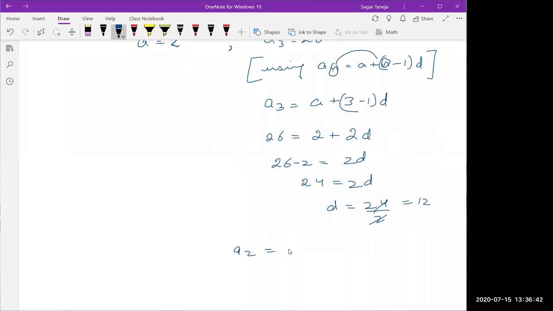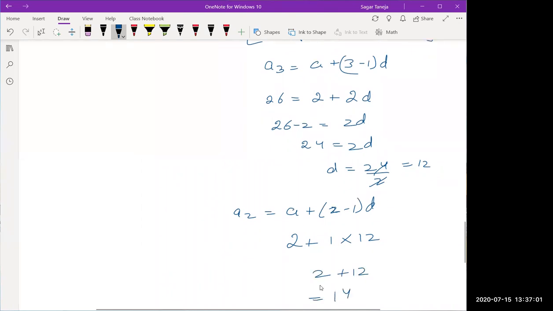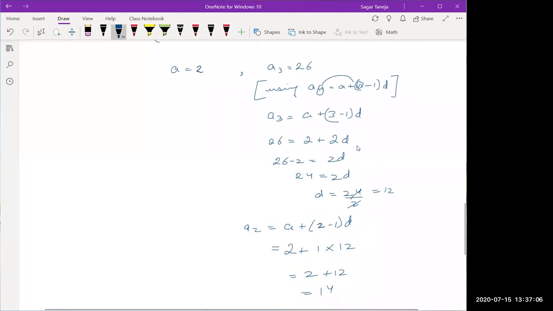If d is 12 and a is 2, then we can calculate a2. What will be a2? Just use the formula now. Do not say a1 plus d. Just use the formula. a2 can be written as a plus 2 minus 1 d. Where a is 2 and 2 minus 1 is 1 into d. d is 12. 2 plus 12 is equal to 14. So this way we have to do each and every part. Yes, the answer is 14. All are correct.